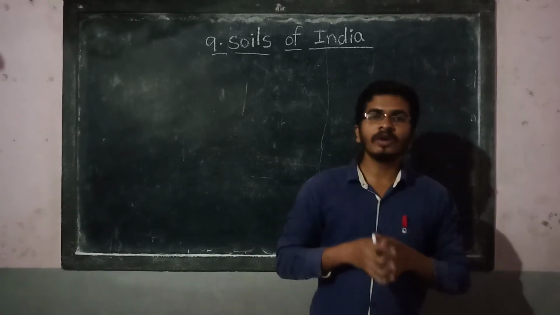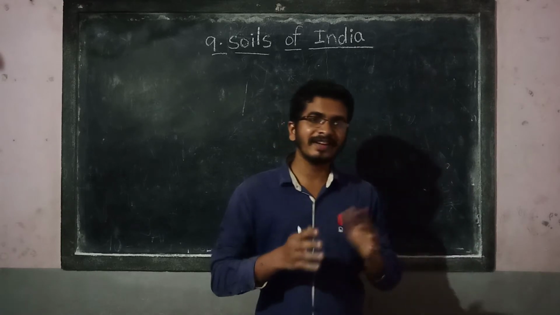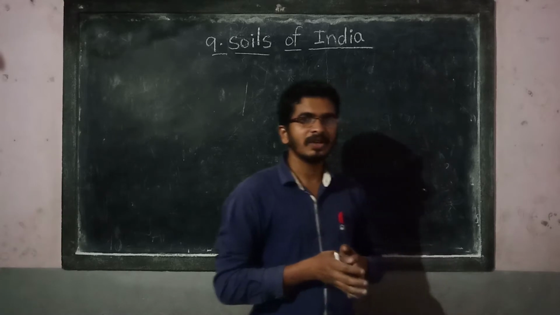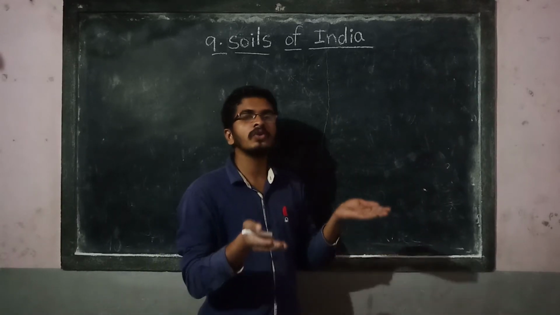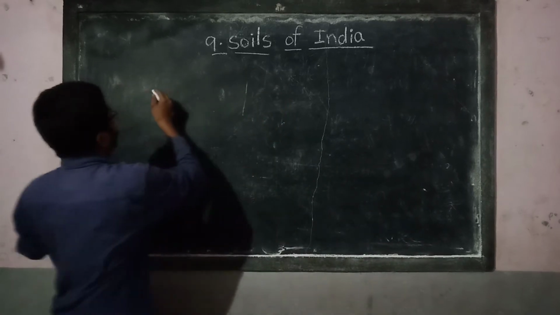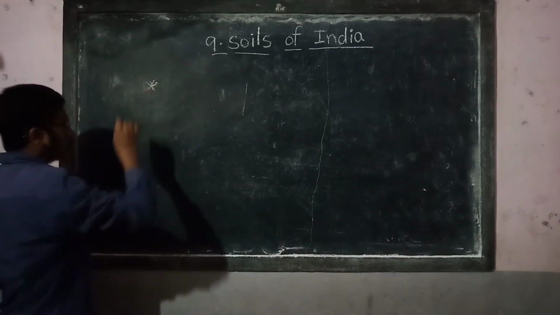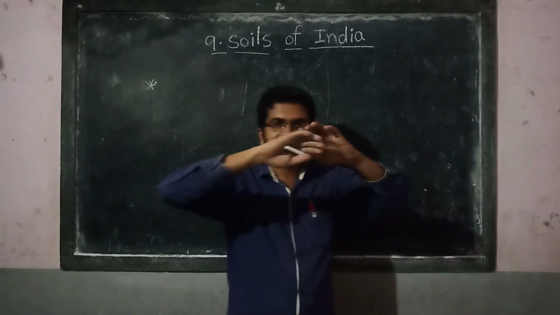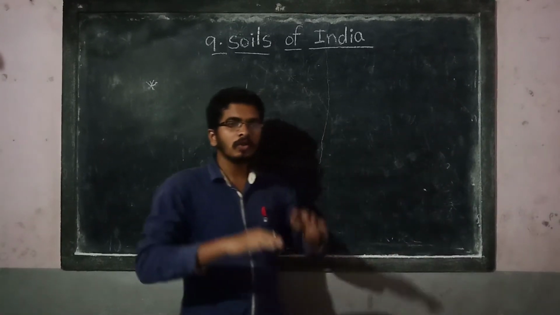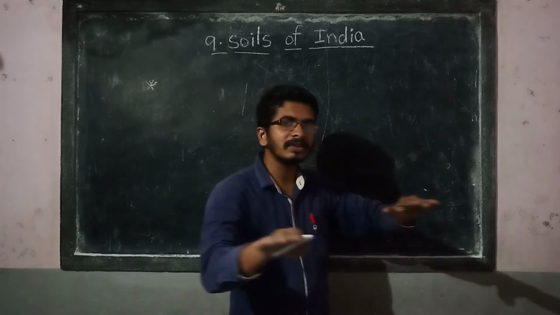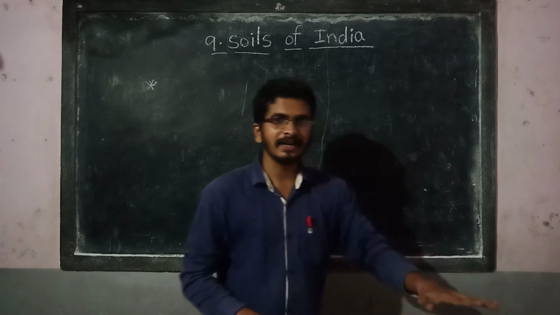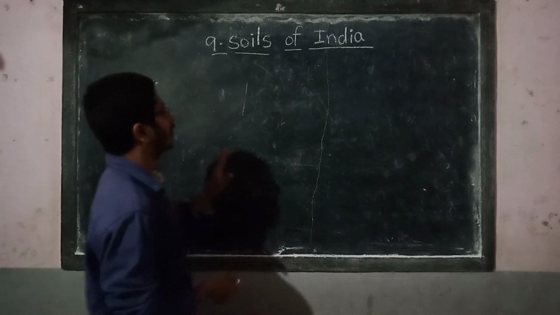First, what is soil? Where is it formed? As we all know, soil is the uppermost layer of the earth surface, right? So how is our earth? It is in a globe model shape, a spheroid shape. So in the upper layer, the upper part, is where we find the soil.